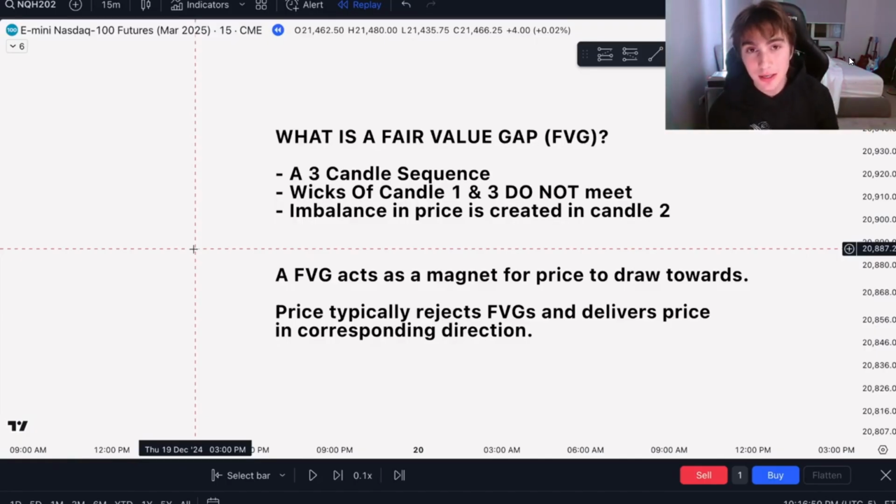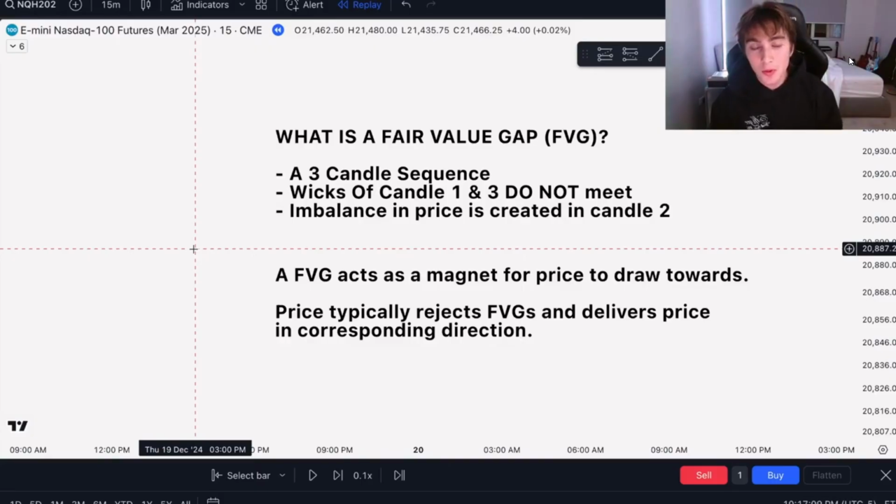You'll often see it abbreviated as FVG. A fair value gap is simply a 3-candle sequence where the wicks of candle 1 and 3 do not meet. That is crucial. In between those 3 candles and candle 2, there's an imbalance in price which is created, and so that's going to be your fair value gap.